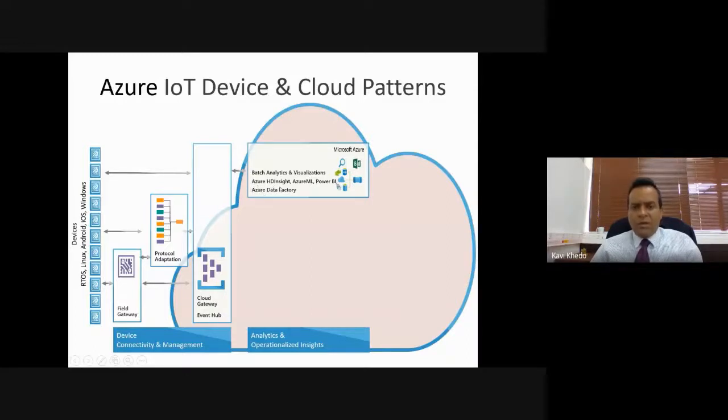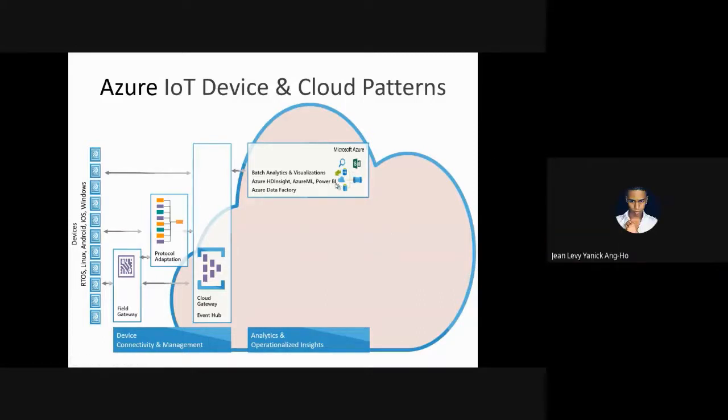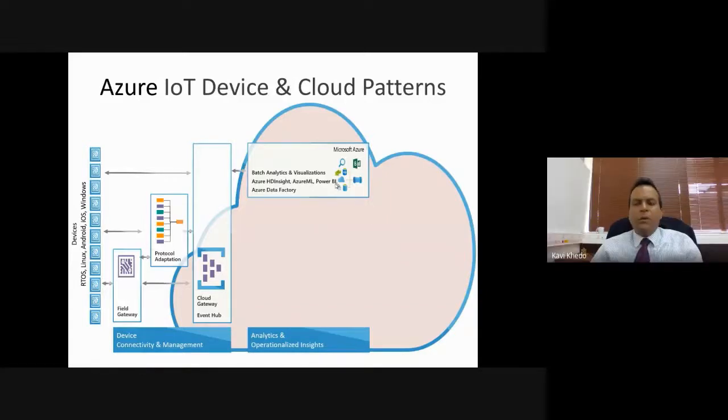Apart from this, there is HDInsight. Azure ML. ML stands for, anyone? Very easy. Machine learning. Obviously, it is machine learning. So it provides you with the capability to analyze your data using machine learning. Power BI. BI stands for, anyone? Business intelligence. Yeah, obviously. Power BI is a product of Microsoft that allows you to again derive useful insight from your business data.